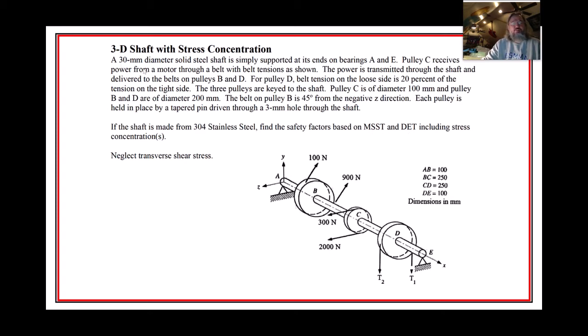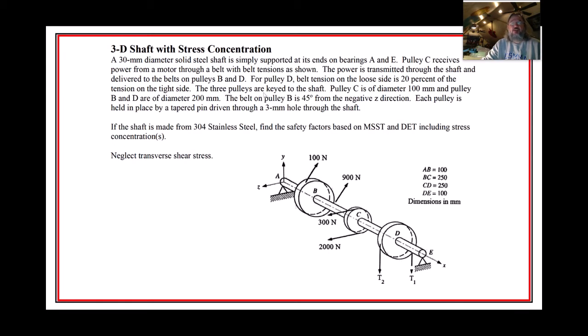The shaft starts out at 30 millimeters and is simply supported at the ends by bearings at A and E. Pulley C receives power from a motor right here, with the belt tensions you see of 300 newtons and 2,000 newtons. The power is transmitted through the shaft and delivered to pulleys B and D. So there are 3 pulleys, which is something we haven't done yet. And for pulley D, the belt tension on the loose side is 20% of the tight side.